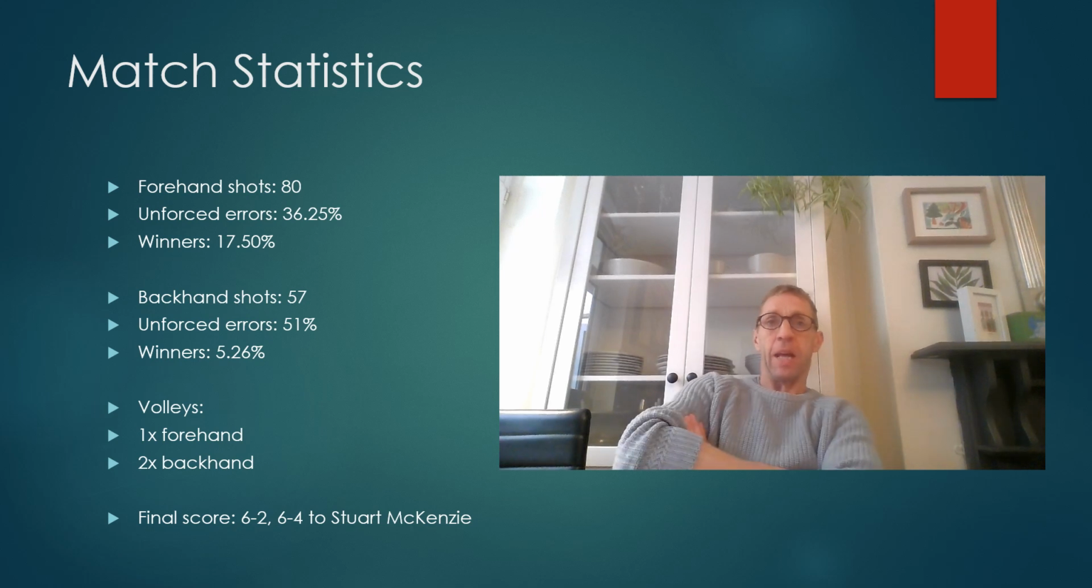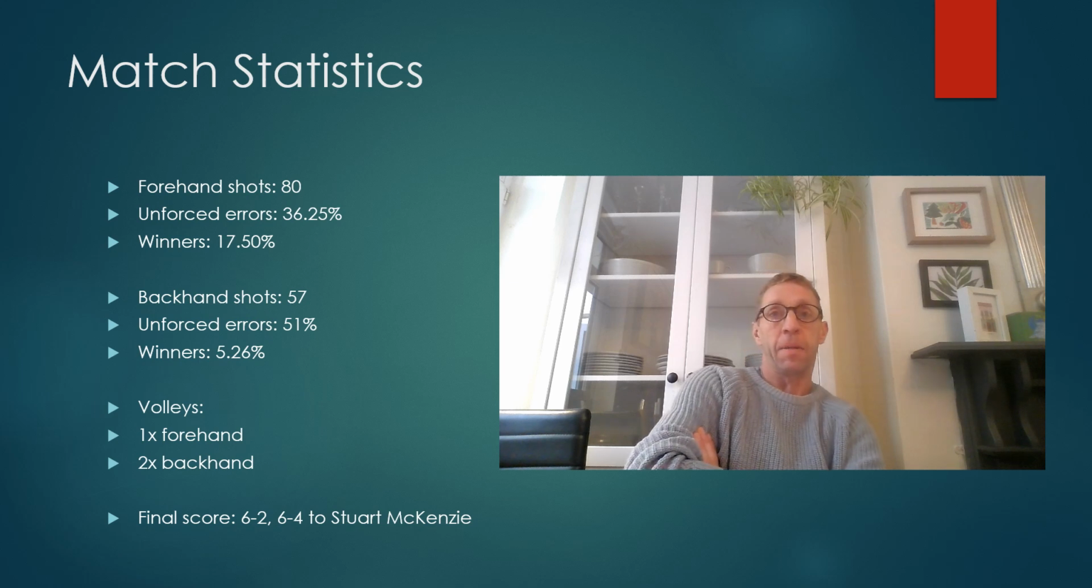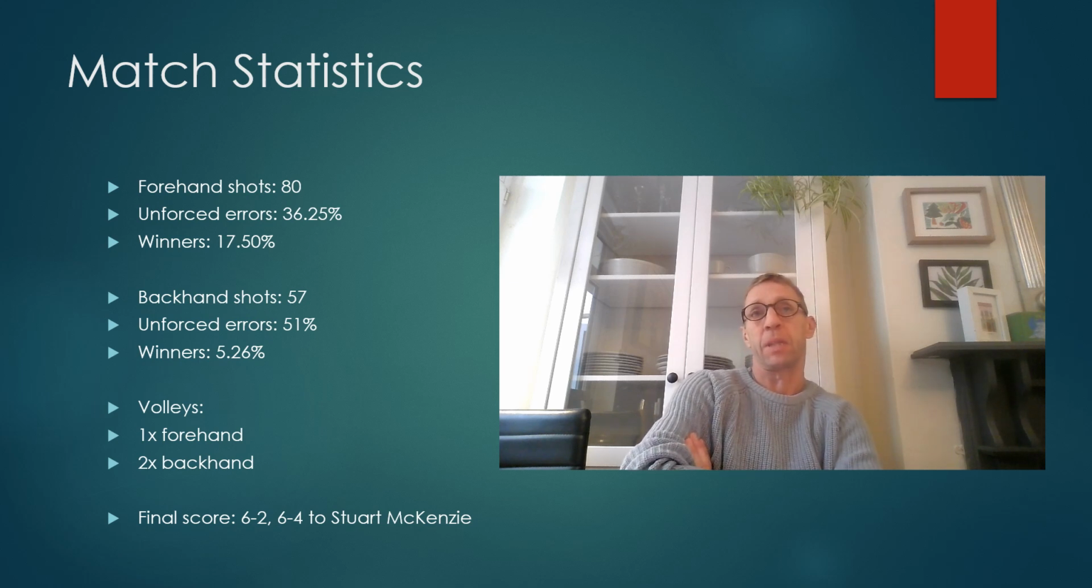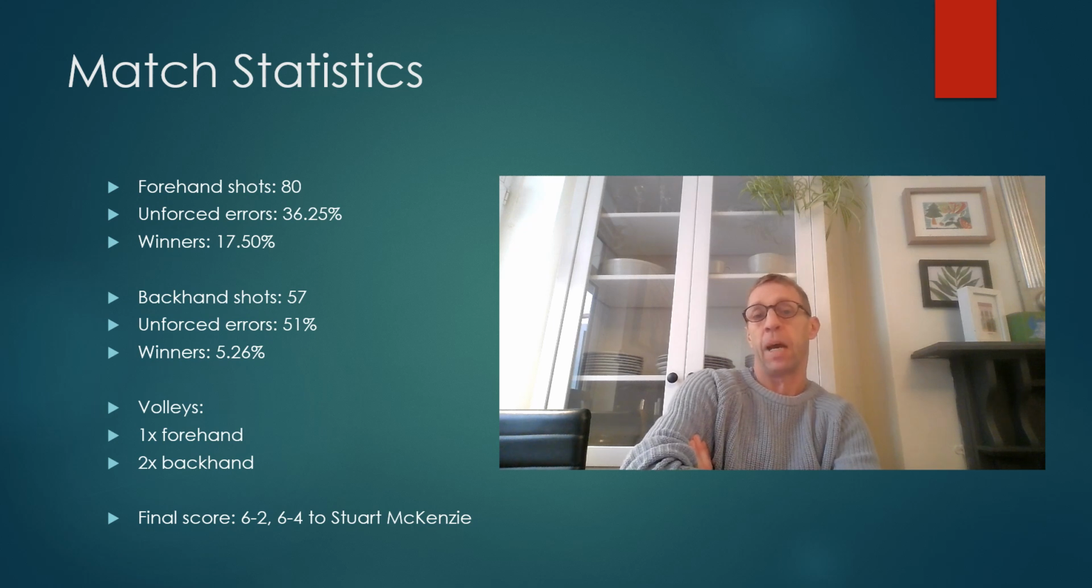If we look at the stats, it's glaringly obvious what shot is the problem. 50% of his shots on his backhand result in lost points. The stats on his forehand are fairly okay. There's 36% unforced errors, 17.5% winners. We can improve that a little bit, but the main area I'm going to focus on, of course, has to be the backhand.